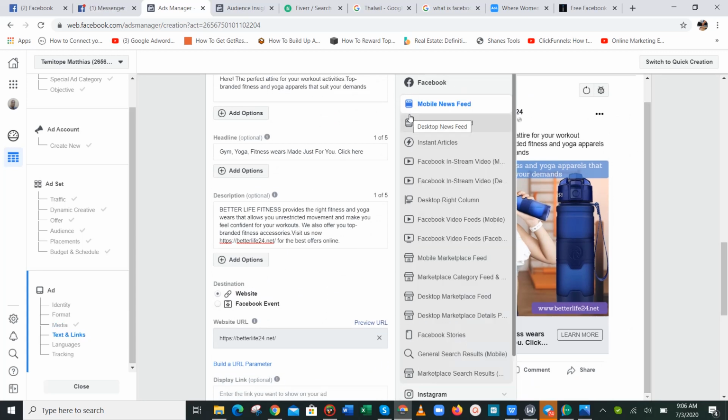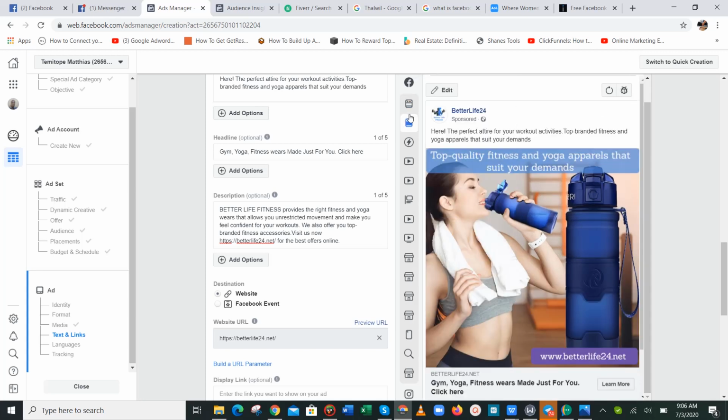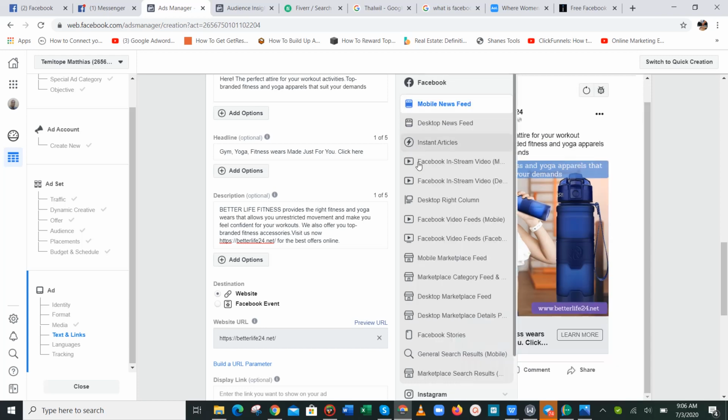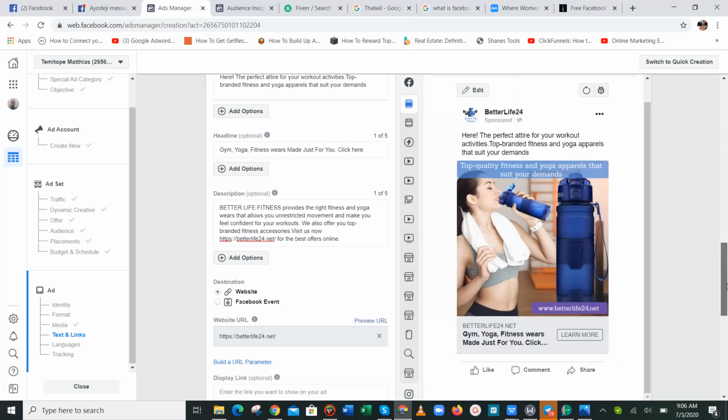So now we have how it will show on desktop newsfeed, on mobile newsfeed. On mobile newsfeed it shows like on instant articles and all that. That's how it will show.